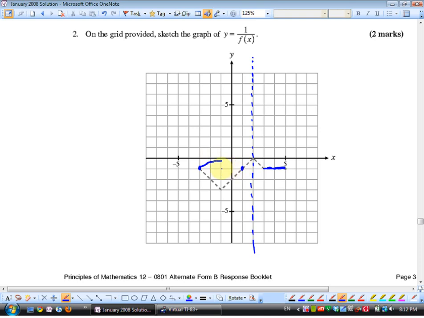Stand on this invariant point. As I move to the left, I approach negative 3. The reciprocal is going to approach negative 1/3, about there. As I move to the right, I approach 0 from below. I'll shoot off to negative infinity. And this section, as I move to my left, I approach 0 from below. I'll shoot off to negative infinity. It would look kinda, sorta, something like that. Two marks.